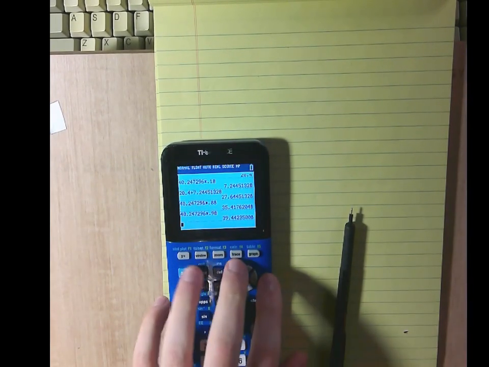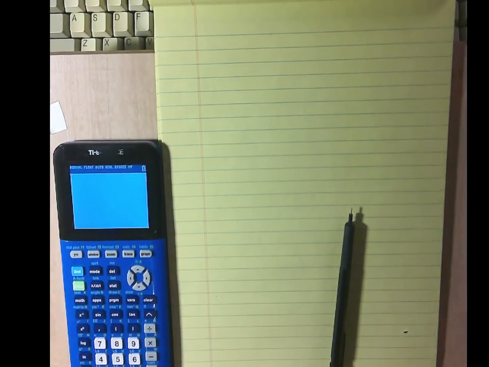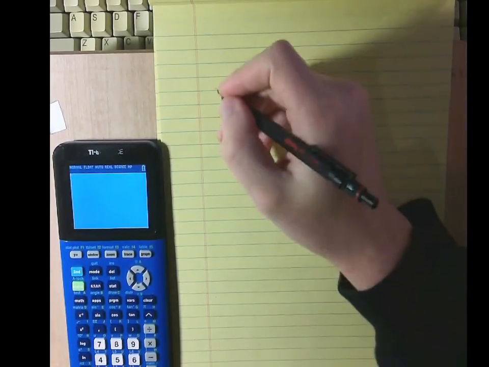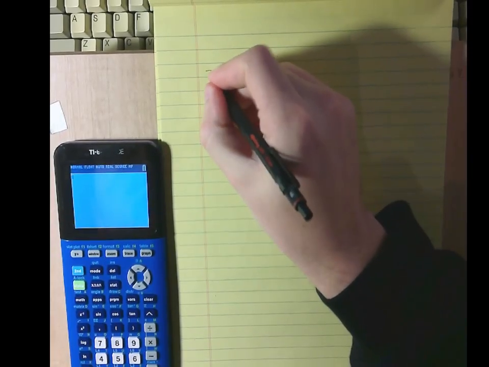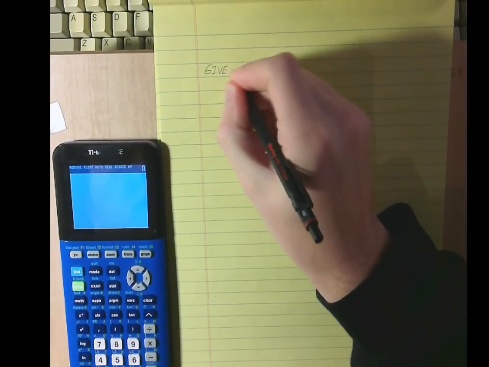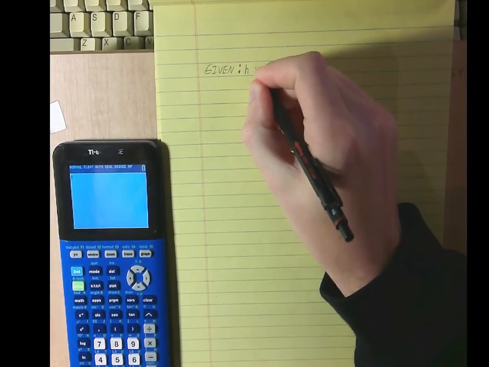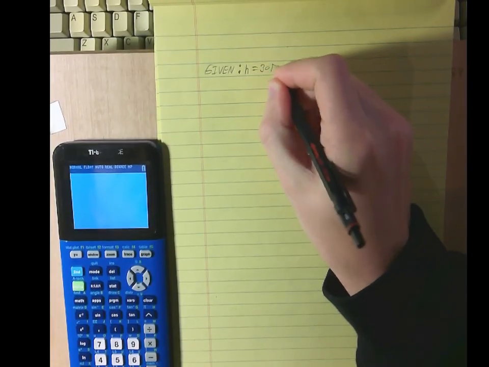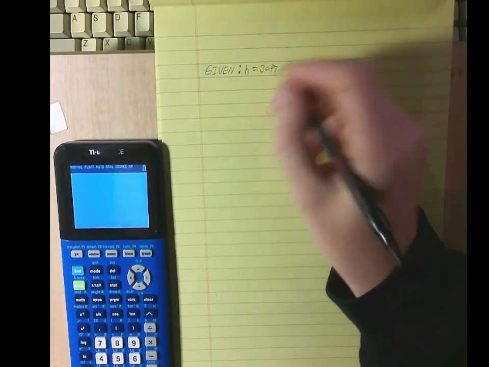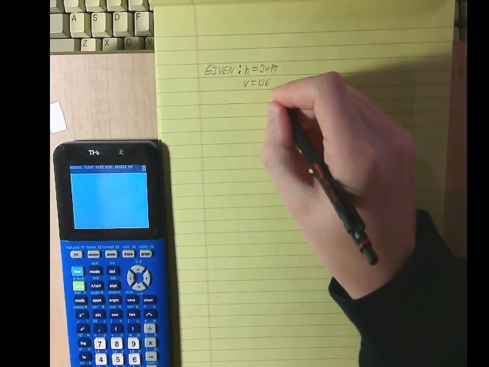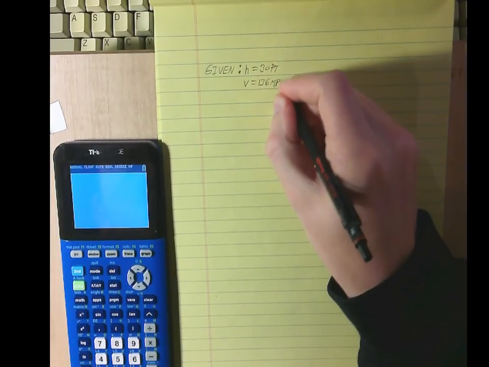Calculator is charged, and I have found out what to do for this problem. So, for this problem, we are given that the height of the building is equal to 30 feet. And we also are given that V is equal to 136 miles per hour.